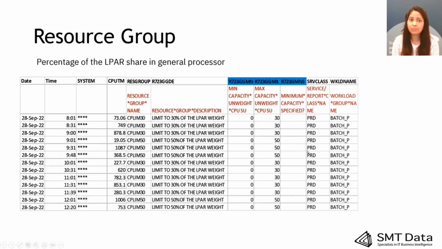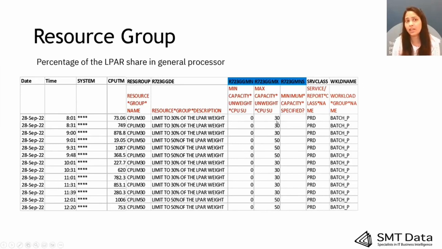Or, for example, if you move to another resource group setting, you really want to know what was in the resource group 6 months before. It's good to know from your SMF data. SMF data is always the golden source to get to know your system. Here you can see the resource group name and resource group description, and the minimum is 0, maximum is 30.